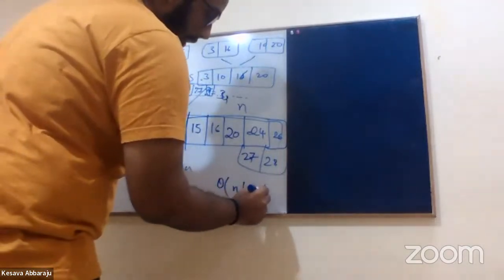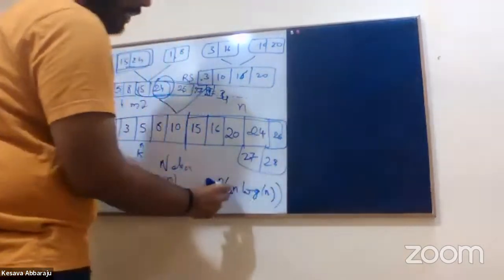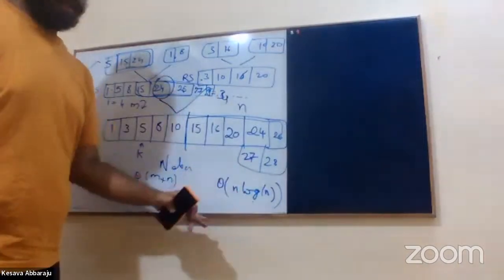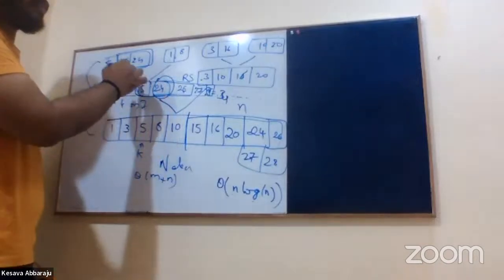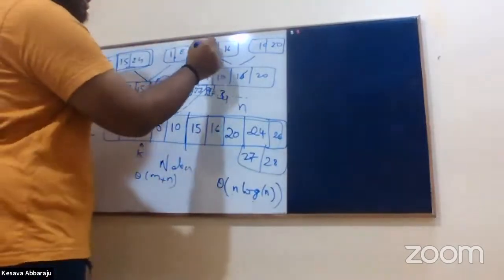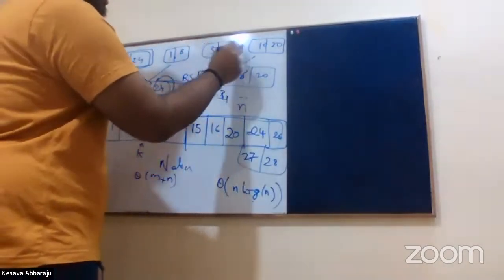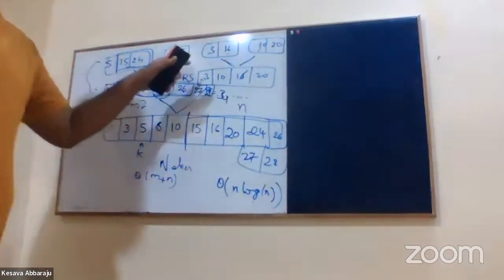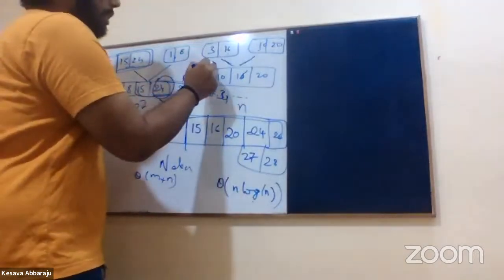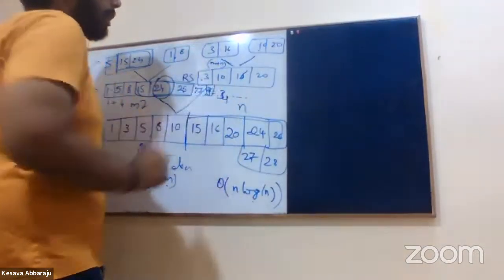Log n, where log n is for dividing and n is for merging each. This is the last merging, but before this we'll have several mergings. Like 3 and 16 will be merged once, and 3, 16, 10, and 10, 20 will be merged once. So all these mergers will take m plus n time complexity.